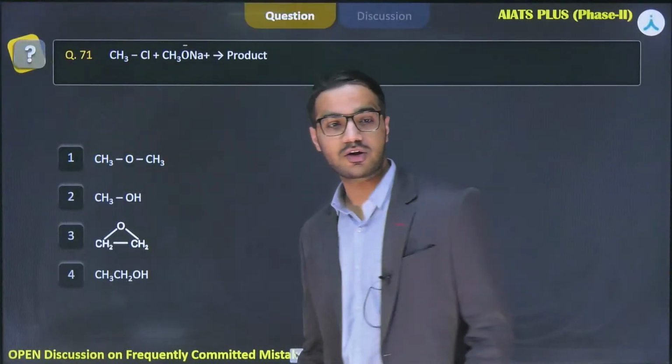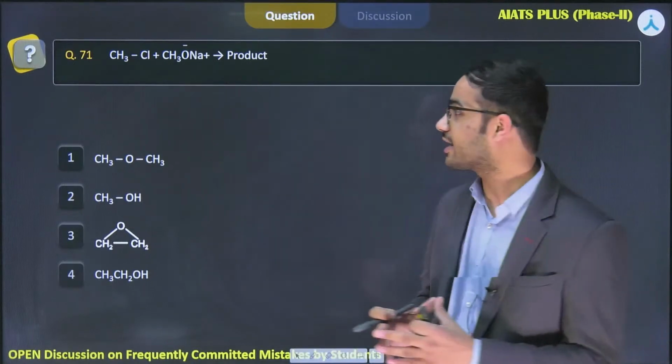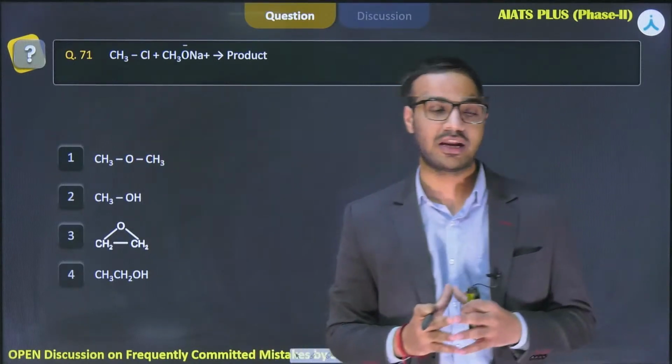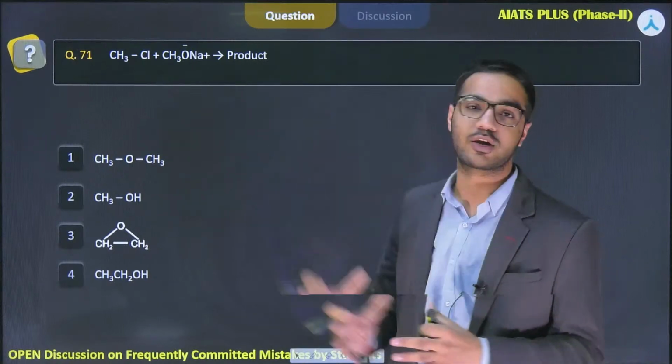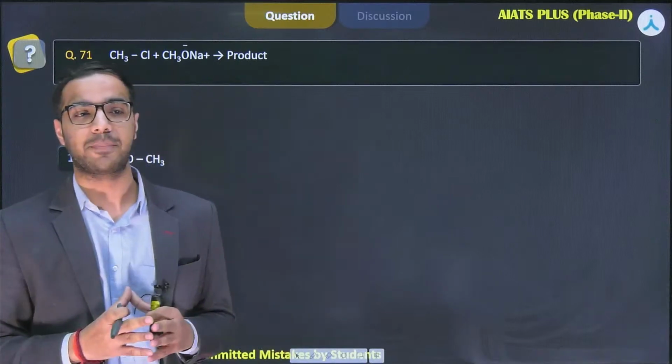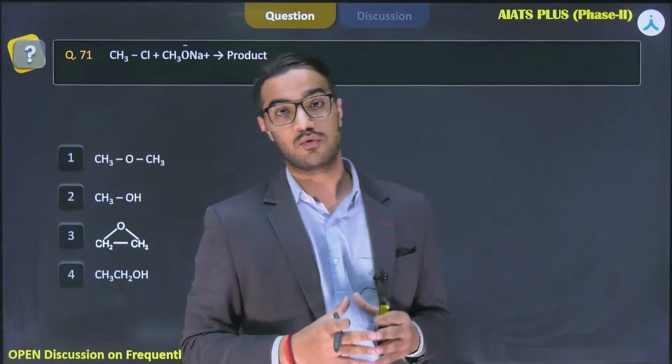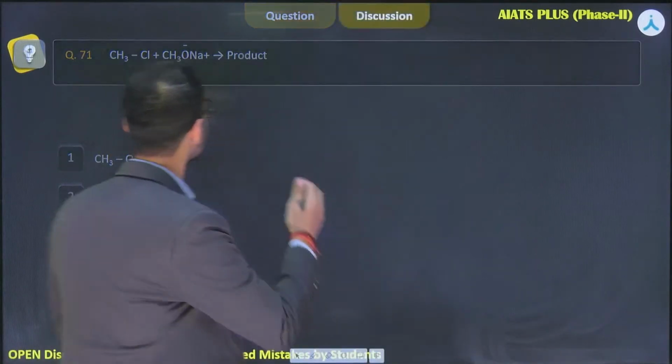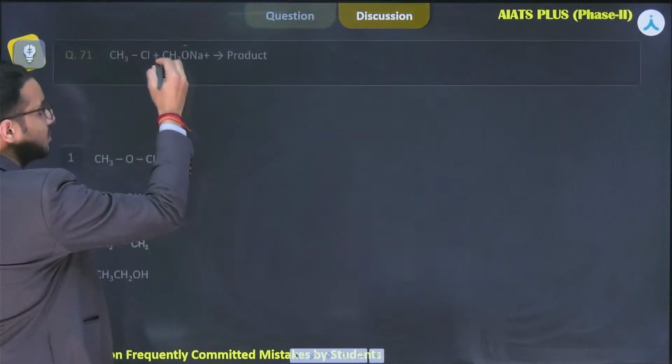From question number 71, we are given an alkyl halide as well as an alkoxide. As far as we know, this reaction is simply a synthesis of ethers. We can say that this reaction is simply a Williamson synthesis.